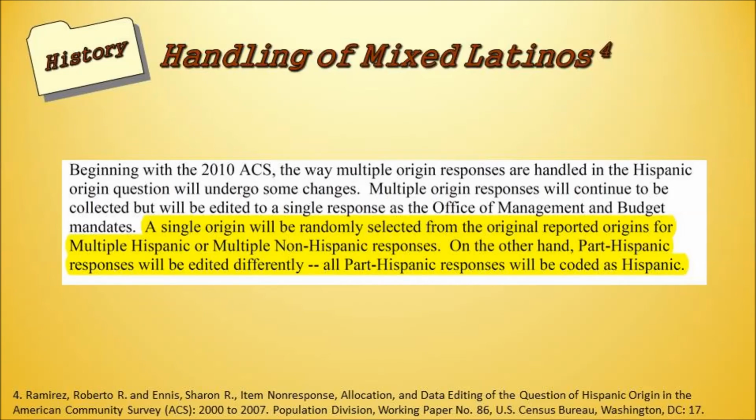Quote, a single origin will be randomly selected from the original reported origins for multiple Hispanic or multiple non-Hispanic responses. On the other hand, part Hispanic responses will be edited differently. All part Hispanic responses will be coded as Hispanic. So a person of mixed Hispanic background, such as Cuban and Mexican, will be randomly assigned to only one category. And a person of mixed Hispanic and non-Hispanic background will be counted simply as Hispanic. So according to the Census Bureau, there is no mixing of Hispanics with non-Hispanics. I like to refer to this as the one-drop rule for Hispanics, for those that are familiar with that concept. That, of course, cannot be further from the truth as far as how Latinos actually mix with people.